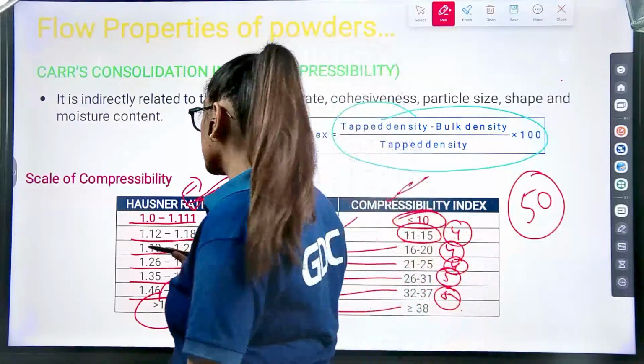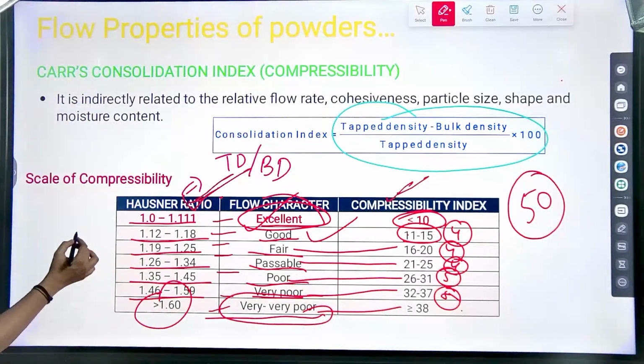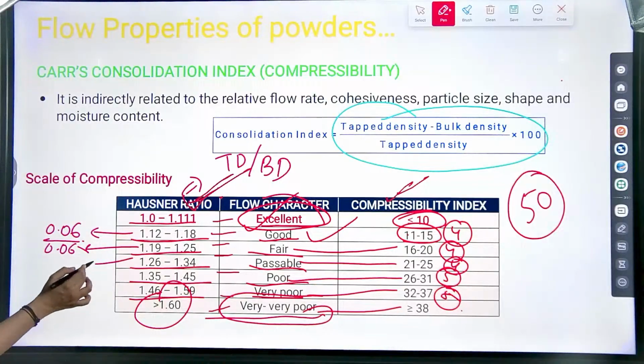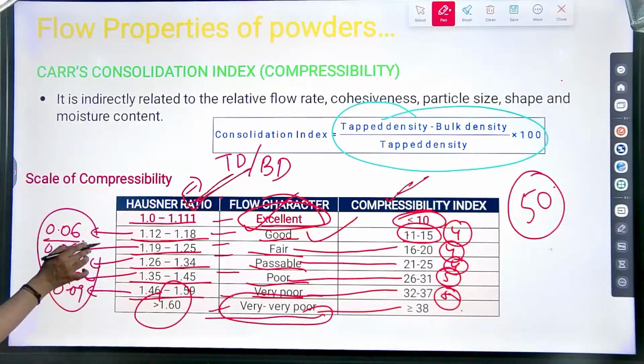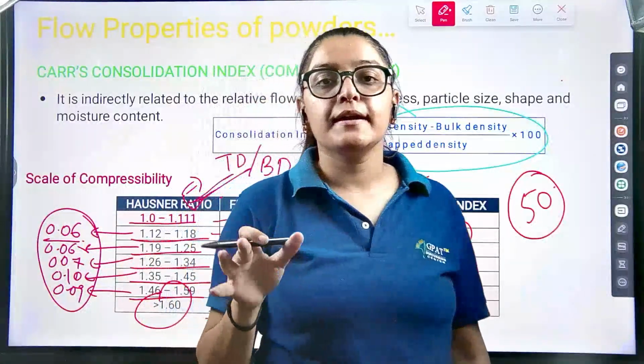So how are you going to remember this? See, you just need to see the difference between these, right? For example, in this case, there is a difference of 0.06. Here also the difference is around 0.06. Here also the difference is around 0.06 or let's say 0.07, right? So you can see the difference is around 0.05 to 0.09 only, right?